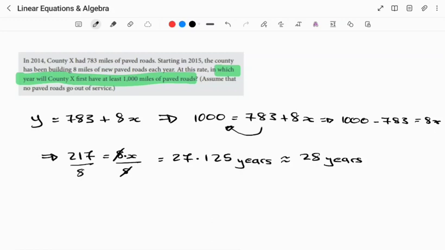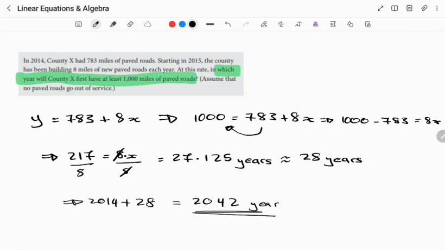Now, the question was which year will, it's not asking how many years will it take, it's asking in which year. And they started initially from 2014. So we're going to say 2014 plus 28 is going to be 2042. This is the year. So in the year 2042, they will have built 1,000 miles of road if they continue building 8 miles every year from 2014.